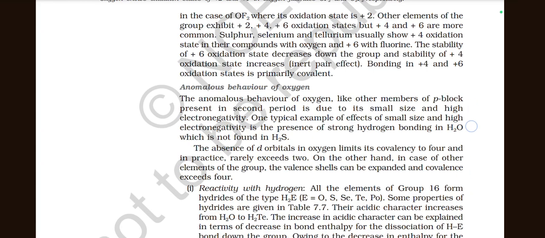Anomalous behavior of oxygen. The anomalous behavior of oxygen, like other elements of the p block present in the second period, is due to its small size and high electronegativity. One typical example of the effects of small size and high electronegativity is the presence of strong hydrogen bonding in H2O, which is not found in H2S. The absence of d orbitals in oxygen limits its covalency to 4, and in practice it rarely exceeds 2. On the other hand, in the case of other elements in the group, the valence shell can be expanded and covalency exceeds 4.